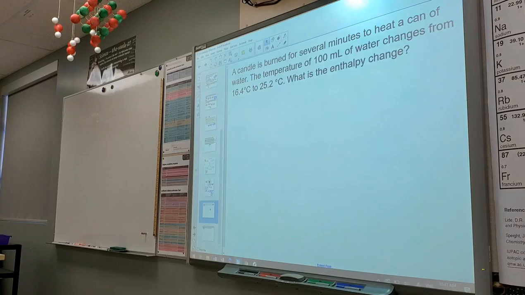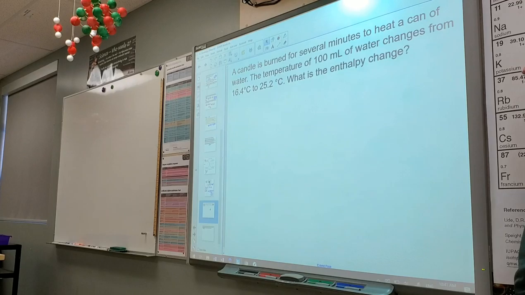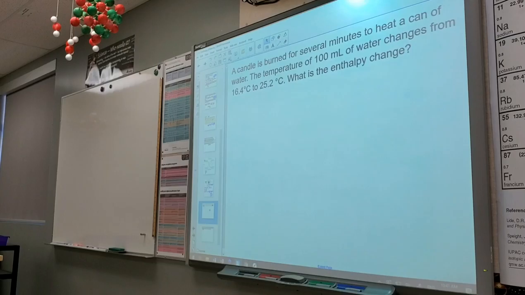Take out your 11.1 enthalpy notes, please. What did you burn yesterday? Cheetos. Some of you burnt a Cheeto, some of you burnt a Dorito, some of you burnt a cheesy puff thing, whatever. Some of them burnt really well, some of them did not burn so well. And, okay, that's fine.